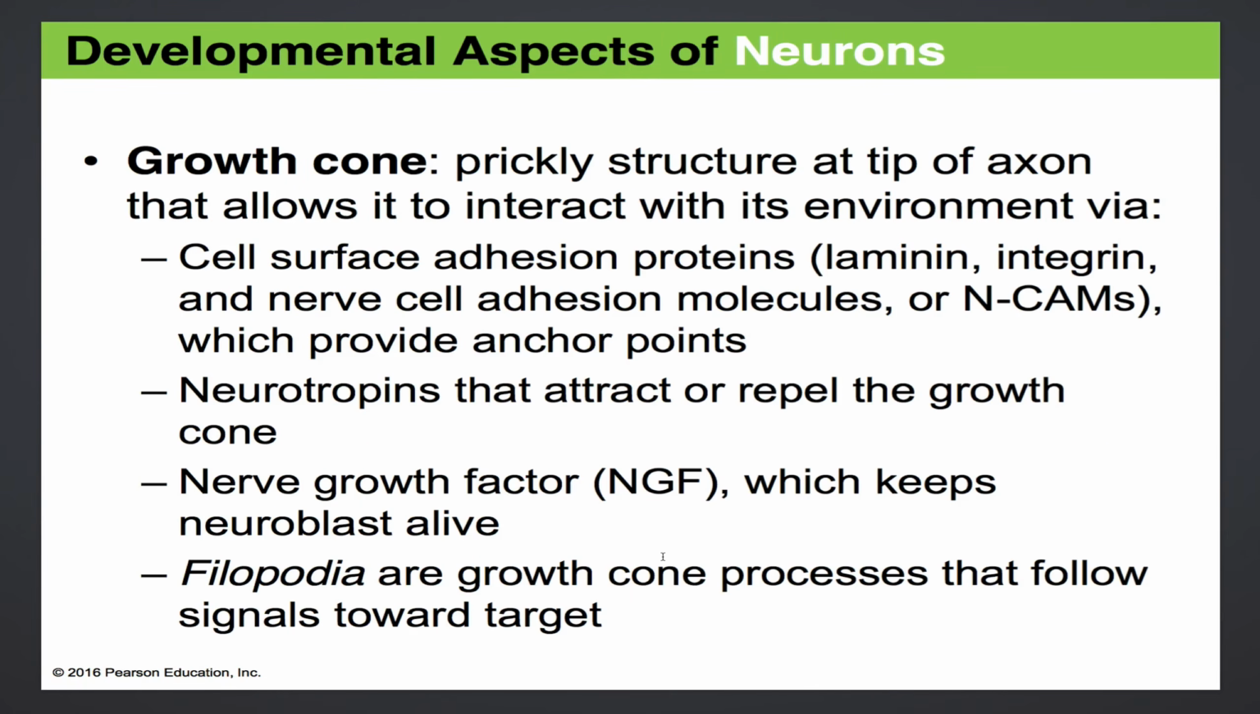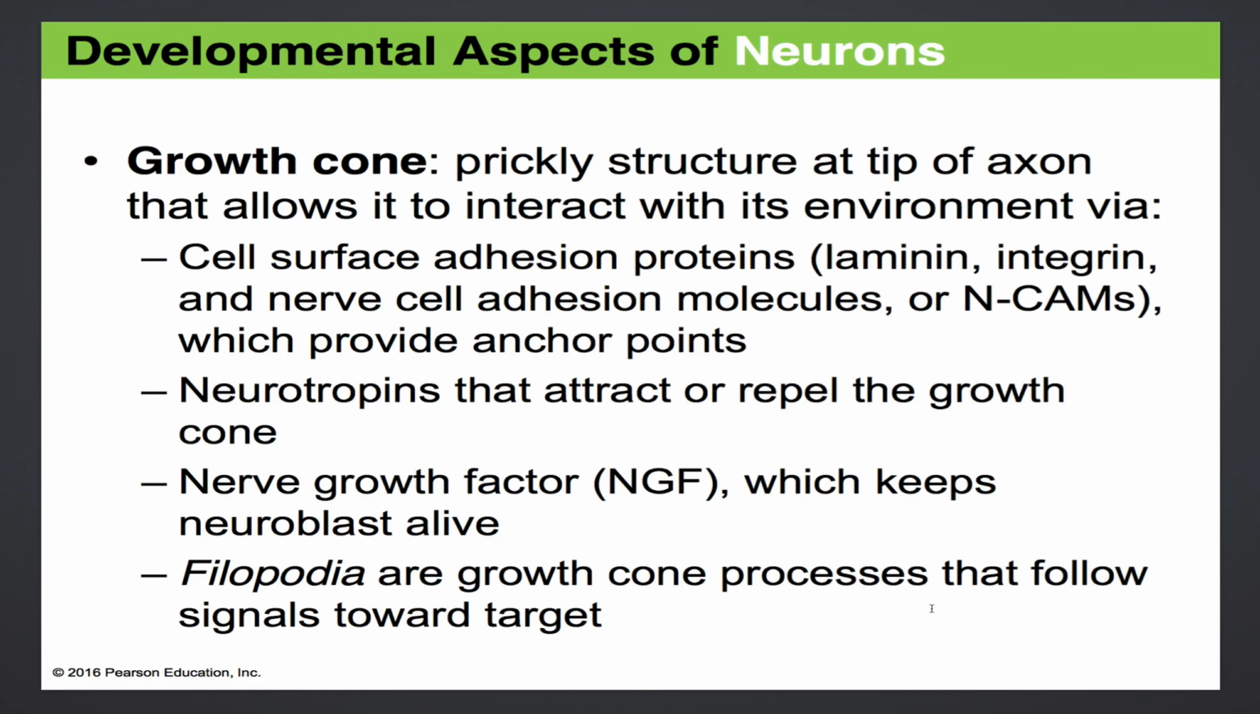The growth of an axon towards an appropriate target requires multiple steps and is guided by multiple signals. The growing tip of an axon, called a growth cone, is a prickly fan-like structure that gives the axon the ability to interact with its environment. Extracellular and cell surface adhesion proteins such as laminin, integrin, and nerve cell adhesion molecule, NCAM, provide anchor points for the growth cones, telling them it's okay to grow here.